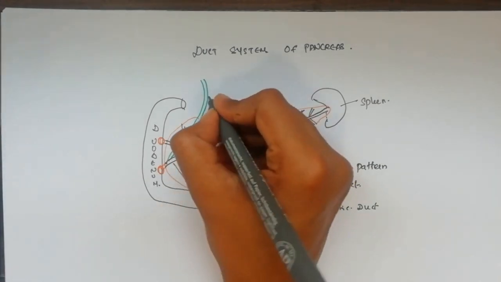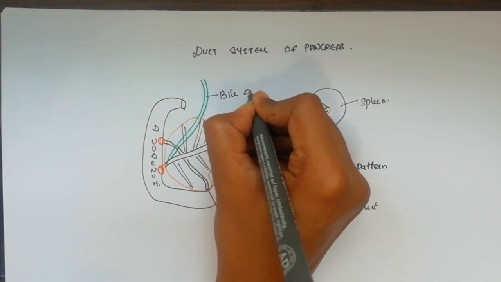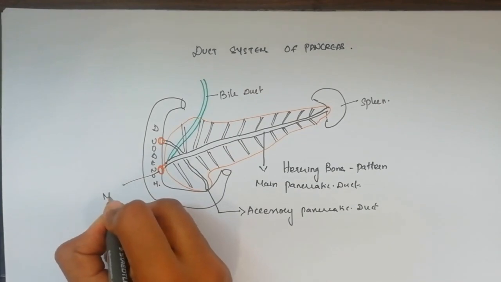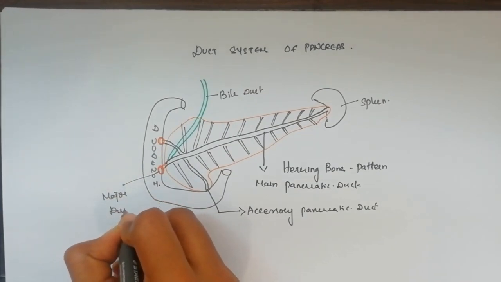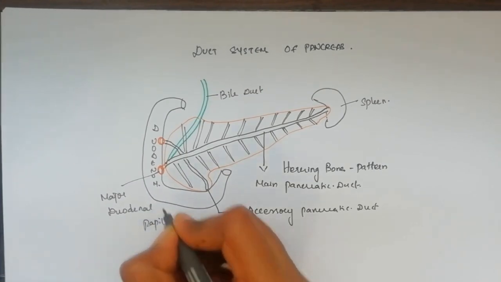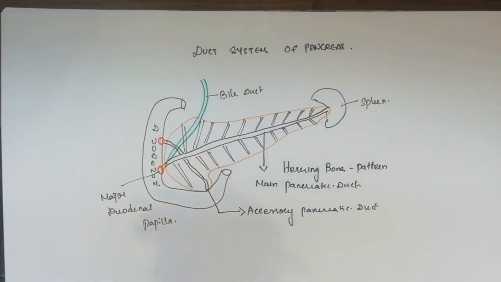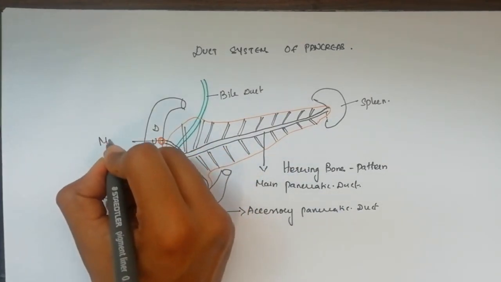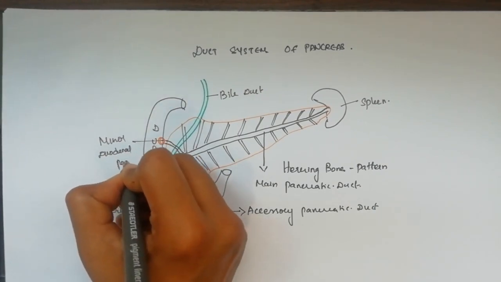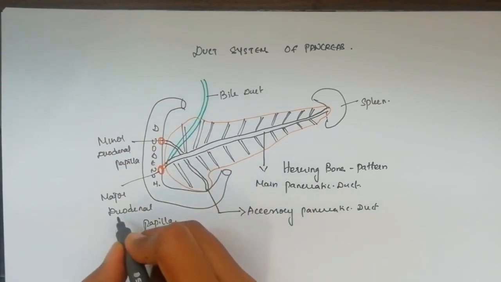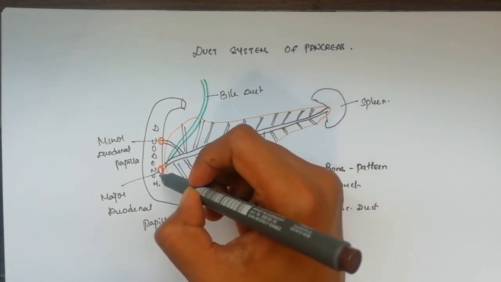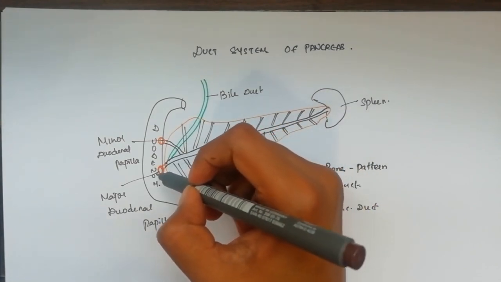Here we have to remember that the major duodenal papilla is about 8 to 10 centimeters away from the pylorus. And the minor duodenal papilla is placed 2 centimeters above the major duodenal papilla. So this is the actual situation of the main and accessory pancreatic duct. The developmental aspect we will deal with along with the embryology part. Now we see only the anatomical features. The major duodenal papilla opens both bile and main pancreatic duct together. The minor duodenal papilla opens only the accessory pancreatic duct.